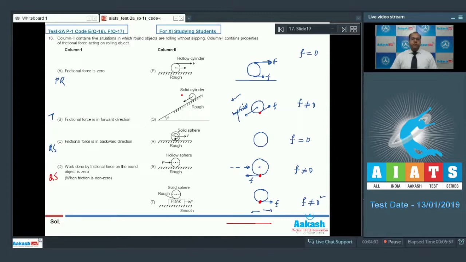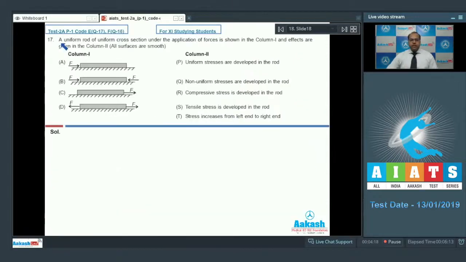Let's move to question number 17. In question number 17, a uniform rod of uniform cross section is under the application of forces shown in figure 1, and the effects are given in column 2. All surfaces are smooth. First of all, we have to check entry A of column 1. In entry A of column 1, the force F is applied from this direction, and due to the application of this force, the block will accelerate in this direction.